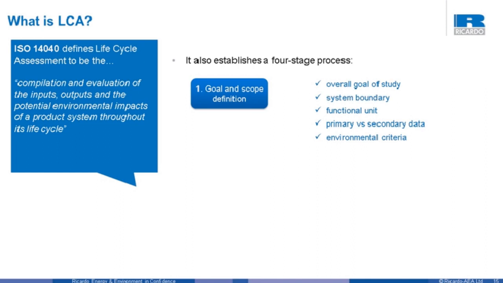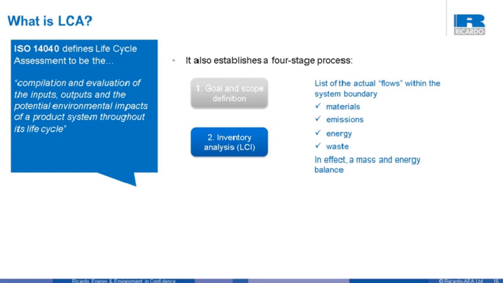So the second step is the lifecycle inventory. This accounts for the actual flows, for example, materials, emissions, energy and waste that occur within the system boundary. In effect, it is a mass and energy balance. So there might be 100 kilograms of aluminium components in the car engine, for instance.